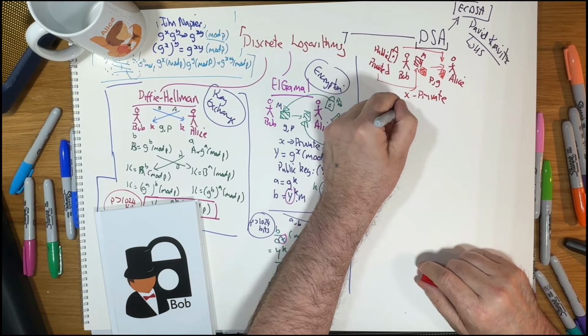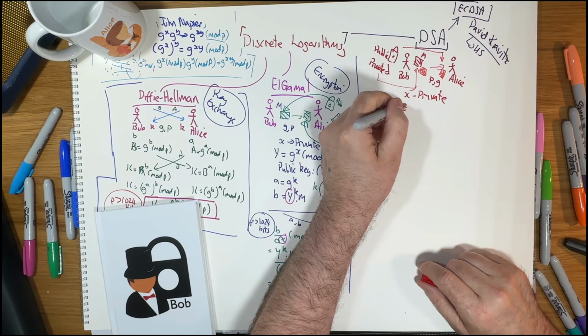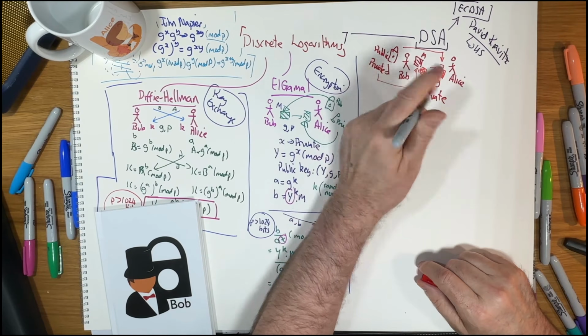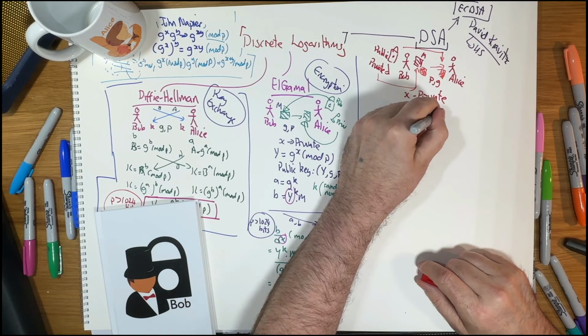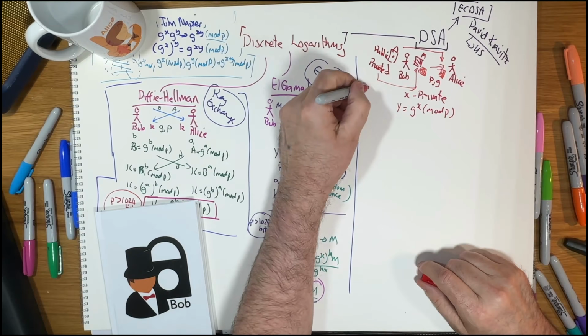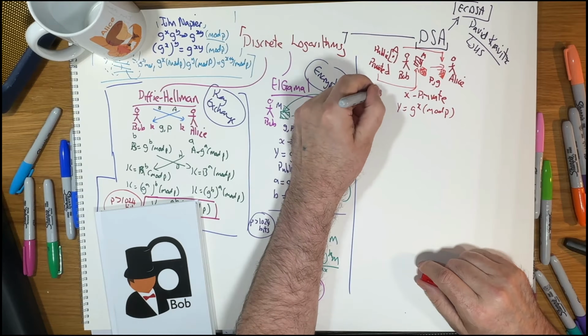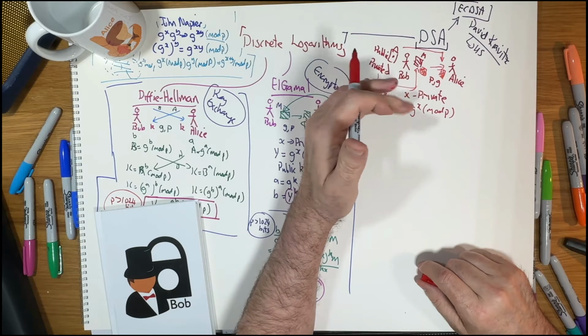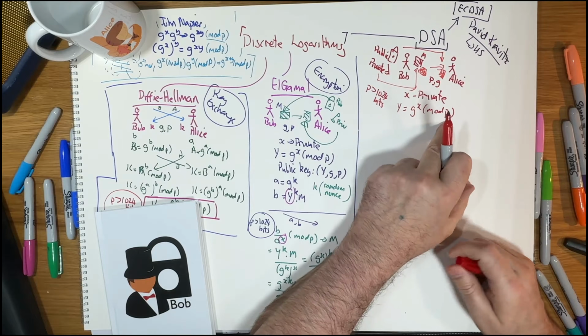Next, Bob computes his public key, and as we've seen, his public key is just G to the power of X mod P. In this case, P is quite large, probably 1024 bits and above. So it's quite a big value that we have here.